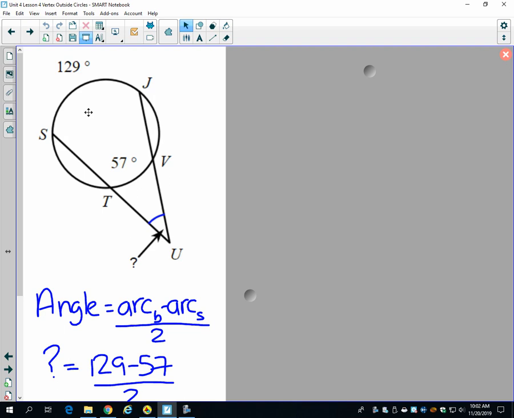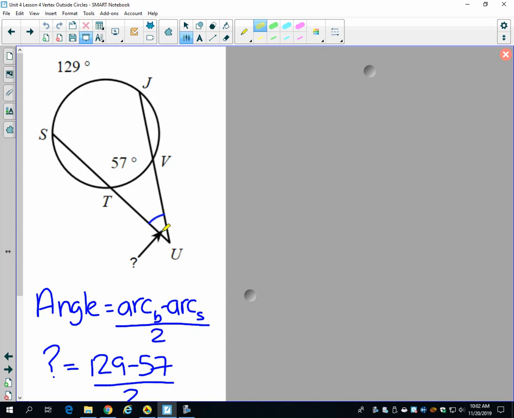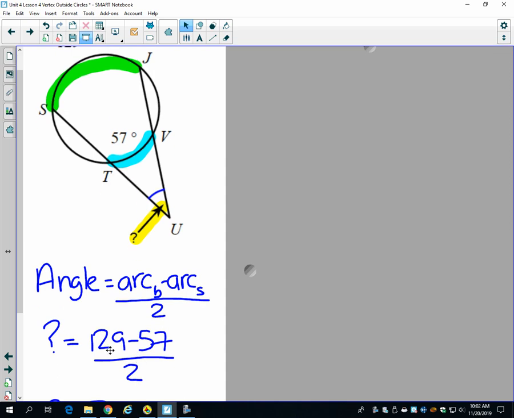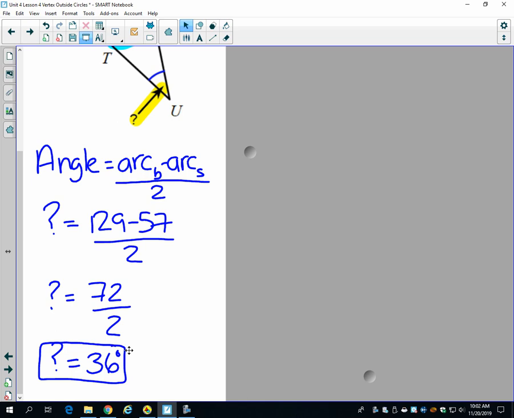So again, this is another thing where if you write the formula every time, you'll remember it, and then you've got to plug things in where they belong. So here I have an angle formed by two secants. I have a big arc, and I have a small arc. And so I'm going to plug into the formula: 129 minus 57 over 2. Simplify, and find my angle to be 36 degrees.